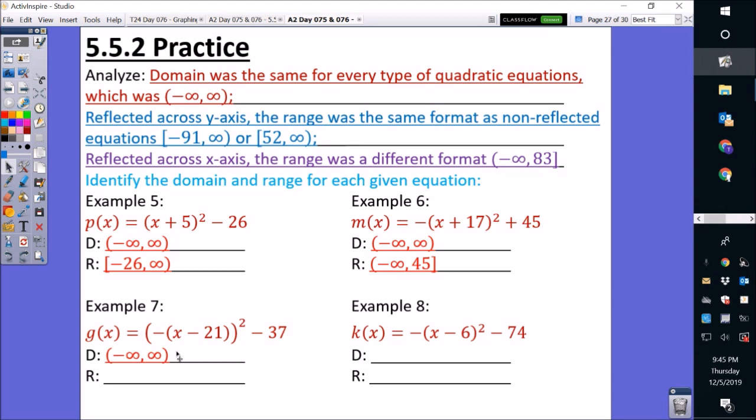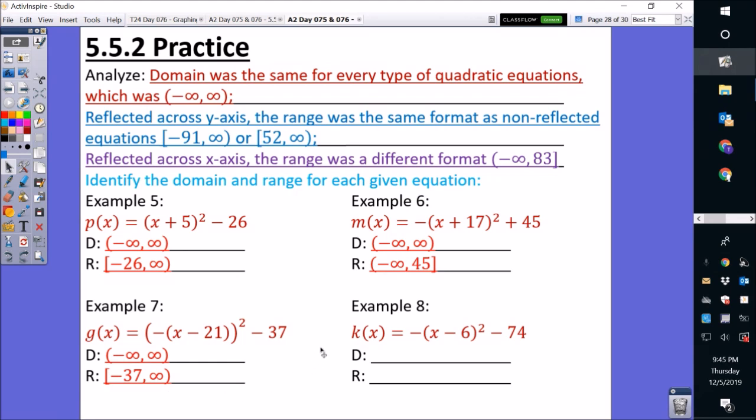Now for the range, like I said before, it's going to be the same format as example 5. So we're going to start at the number, more specifically this number. It's behind the parenthesis, behind the square. Since it's minus 37, we're going to start at negative 37 with a bracket and end with positive infinity with parentheses. So again, start with open bracket, negative 37 because of this minus 37 here, comma, infinity, and then close parenthesis.